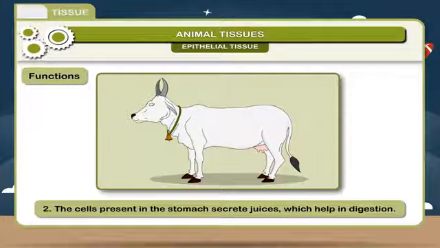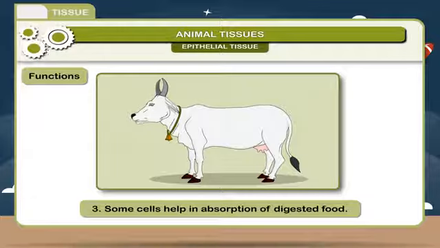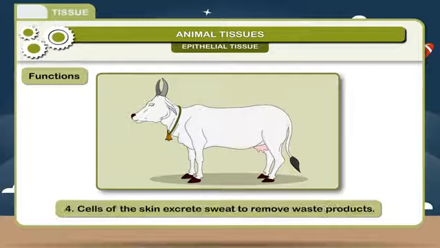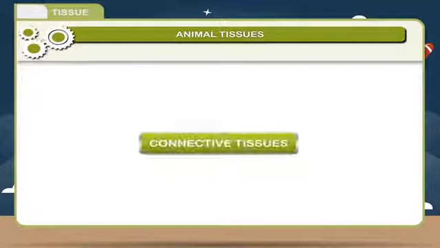Functions. 1. It protects the underlying structures from injury. 2. The cells present in the stomach secrete juices which help in digestion. 3. Some cells help in absorption of digested food. 4. Cells of the skin excrete sweat to remove waste products.